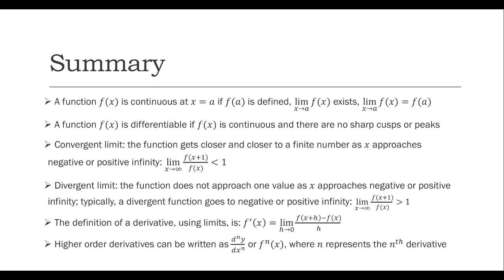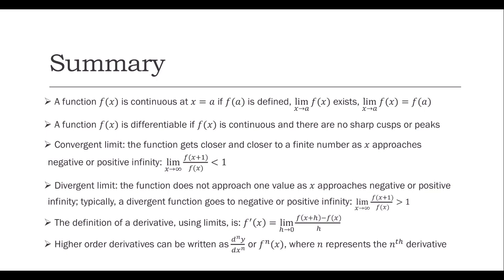So in summary, a function f of x is continuous at x equals a if f of a is defined, the limit as x approaches a of f of x exists, and the limit as x approaches a of f of x equals f of a. A function f of x is differentiable if f of x is continuous and there are no sharp cusps or peaks.